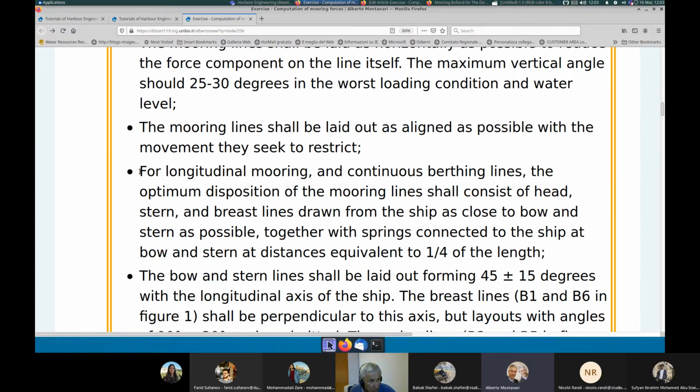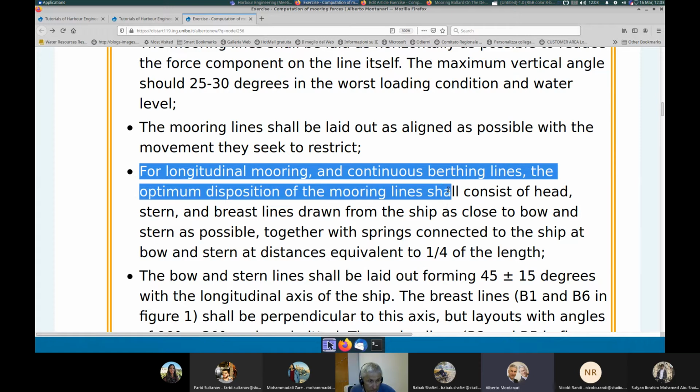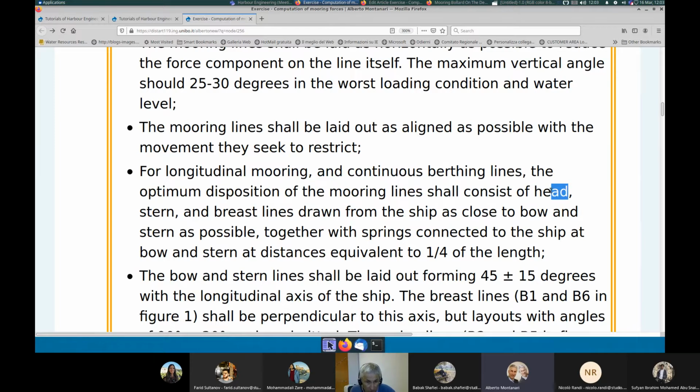Okay. For longitudinal mooring and continuous berthing lines, the optimum disposition of the mooring lines shall consist of head or bow, stern, and breast lines. We already discussed what breast lines are, but let me now show you the figure again.